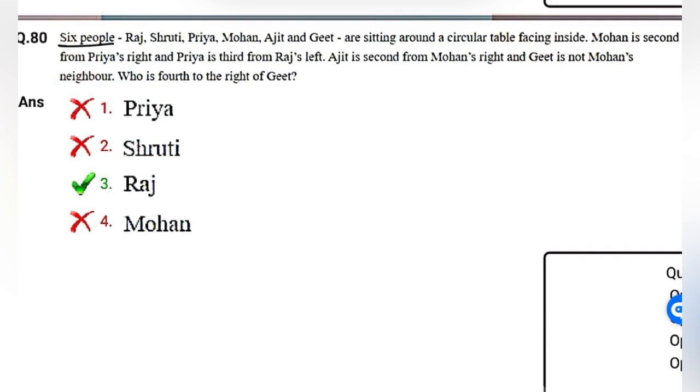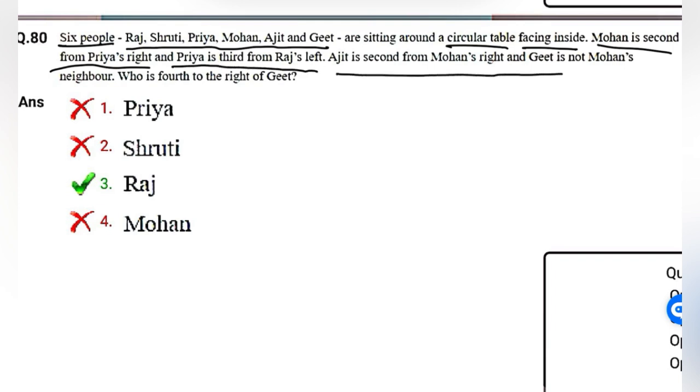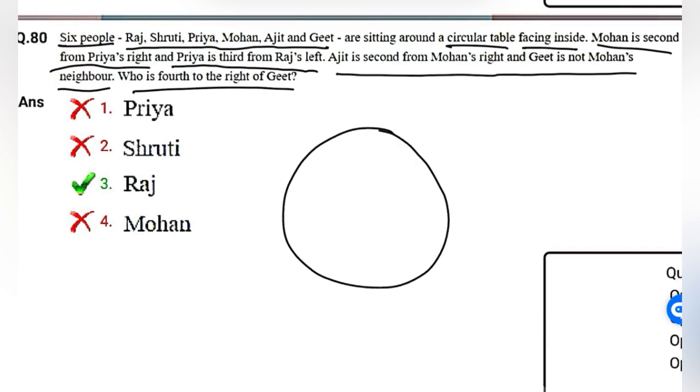Six people, Raj, Shruti, Priya, Mohan, Ajit and Geet are sitting around a circular table facing inside. Mohan is second from Priya's right and Priya is third from Raj's left. Ajit is second from Mohan's right and Geet is not Mohan's neighbor. Who is fourth to the right of Geet? Given 6 people are facing inside of the circle.